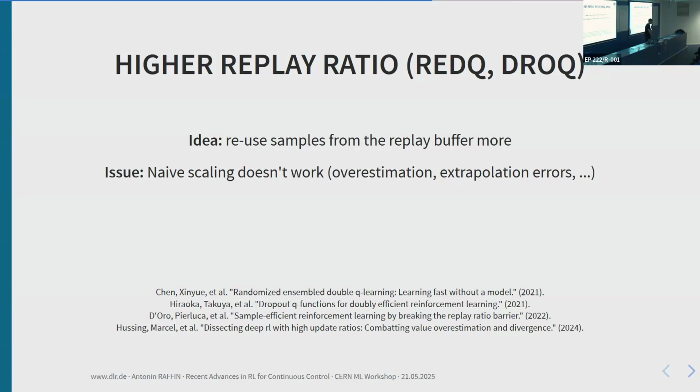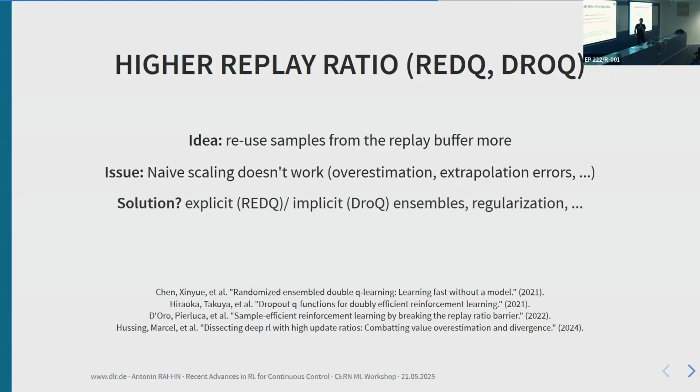One way to solve this problem and to enable scaling the replay ratio is to have some ensembling. With the REDQ algorithm, you have an explicit ensemble. It uses 10 different Q value estimators and takes the minimum of those.